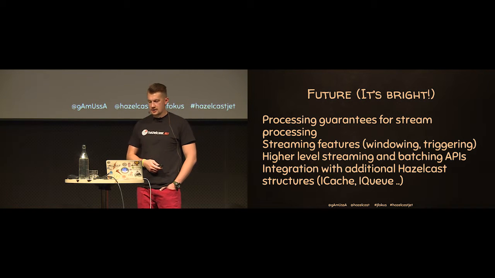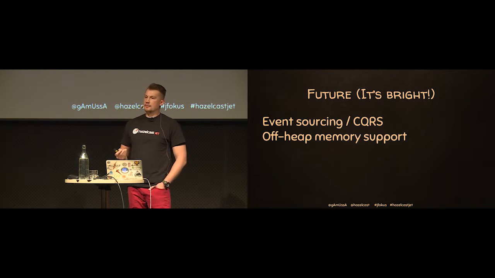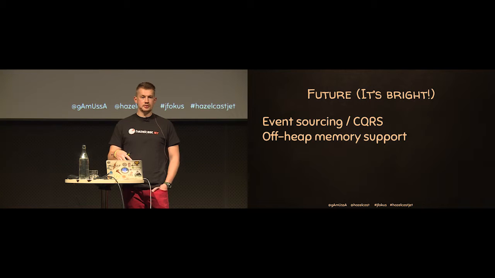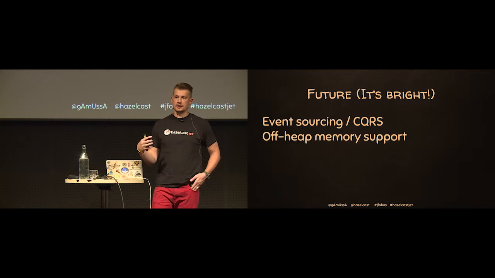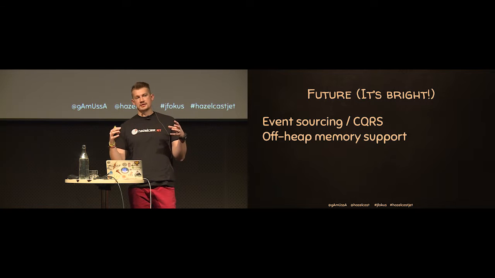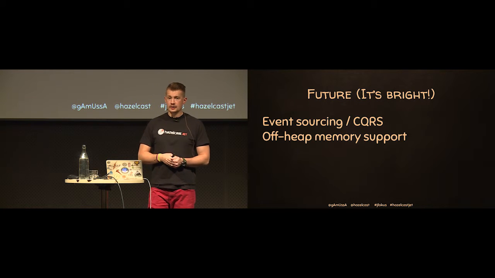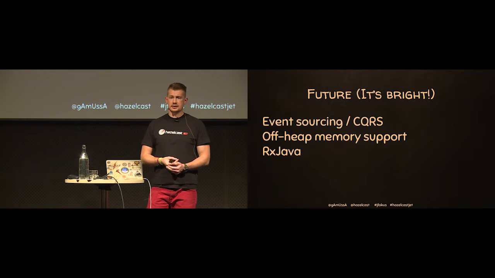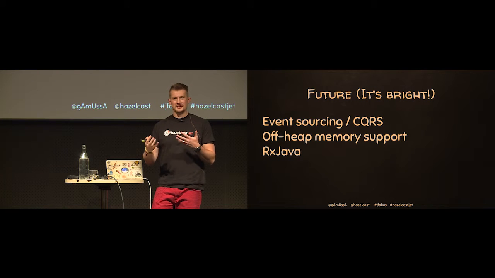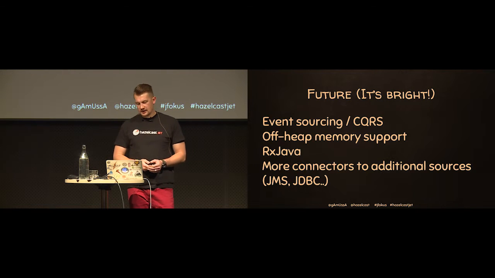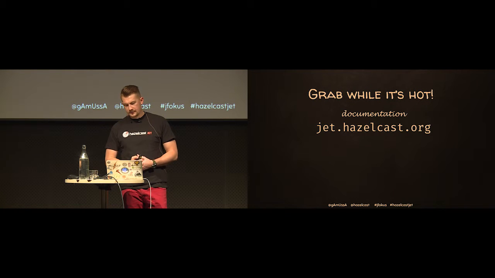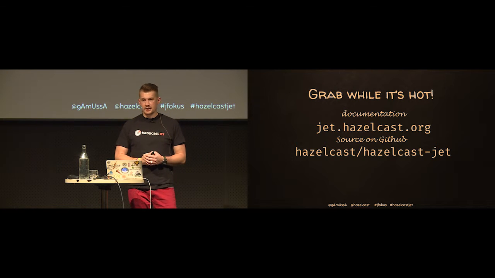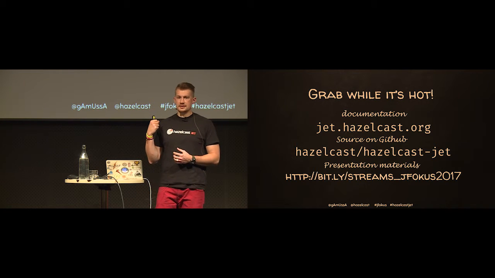We will also support more data structures from Hazelcast, support different use cases, microservice use cases, CQRS, and implement off-heap memory support for JET as well, so you will not run out of memory when you're trying to produce some result and your cluster doesn't have memory. Implement an RxJava interface as another way you can do data processing, and add more connectors. You can grab it from jet.hazelcast.org, source code in the Hazelcast repository. This is the presentation and all materials.